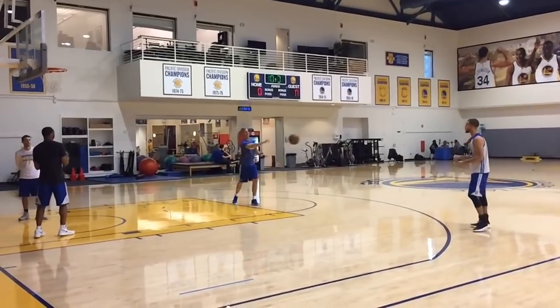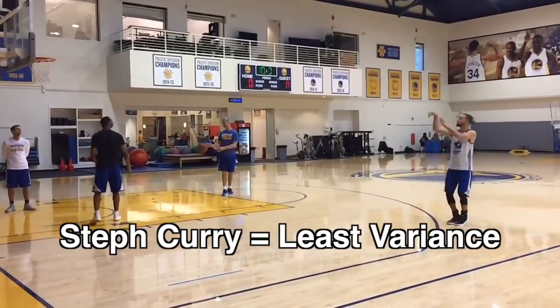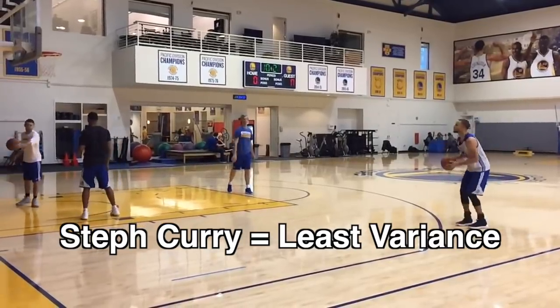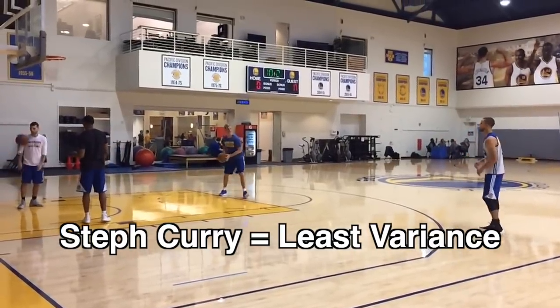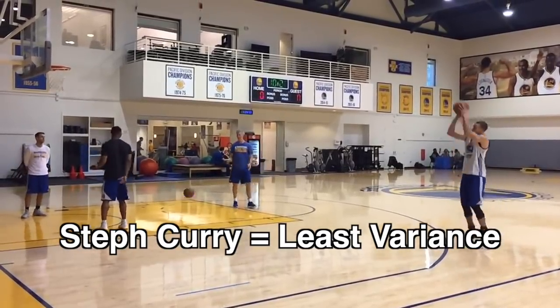Steph Curry replicates this theoretical exact motion in practice with the least variance in the NBA, which is why we see countless videos of him draining consecutive threes at training. This is also the reason why he's the best shooter in the NBA.